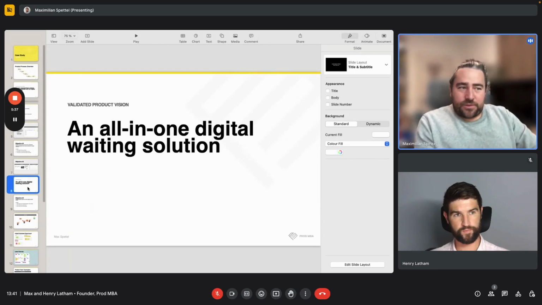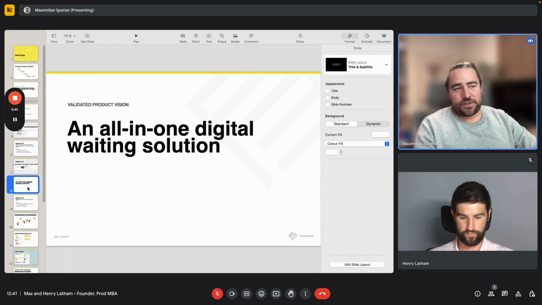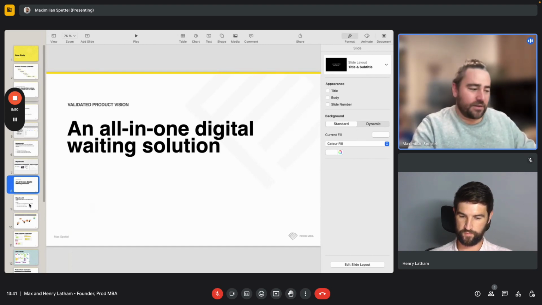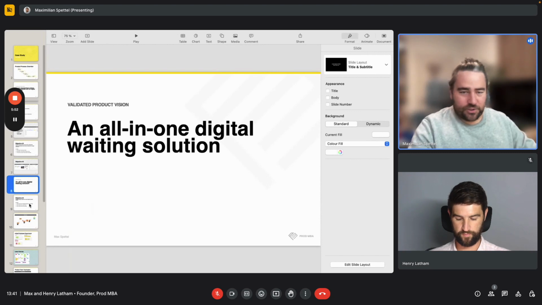So the validated product vision was that we would come up with an all-in-one digital waiting line solution that makes it easier, especially for clinics and to reduce no-shows, to import the customer data and have a one-stop shop or one-stop solution for all the different needs.